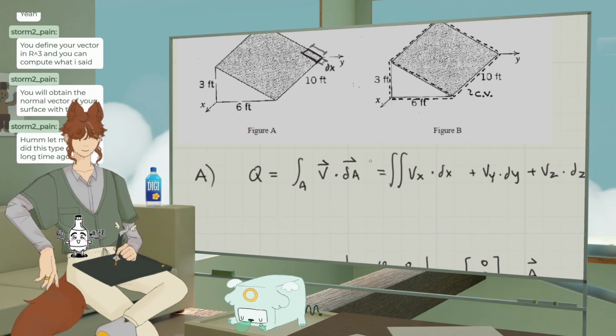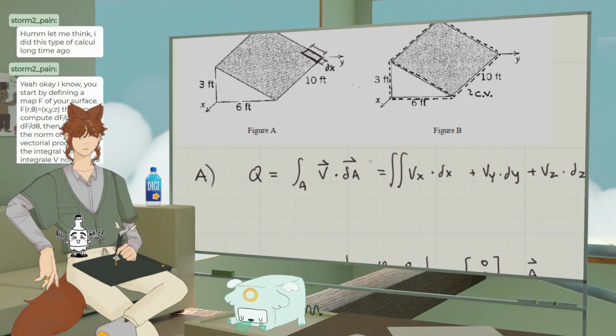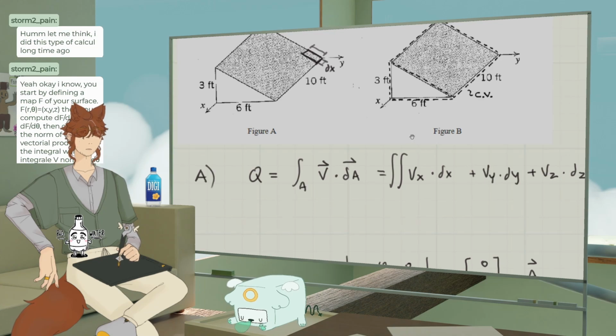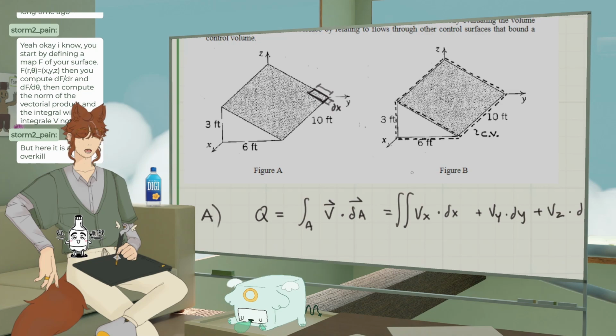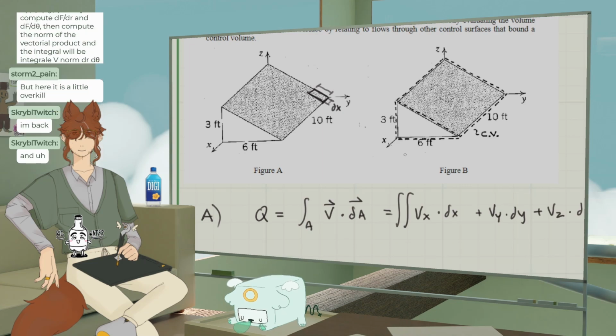We're getting there. So our area is over this area. Our area is in 3 dimensions, but yeah, we might need to... Oh wait, no, I think we're okay. I think I need to project it, right? Oh, it's been so long. Yeah, okay. You start by defining a map f of your surface, then you compute df dr and df d theta, then compute the norm of the vectorial product, and the integral will be... Yeah, but here it's a little overkill.